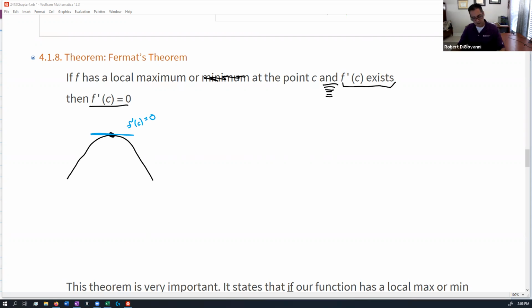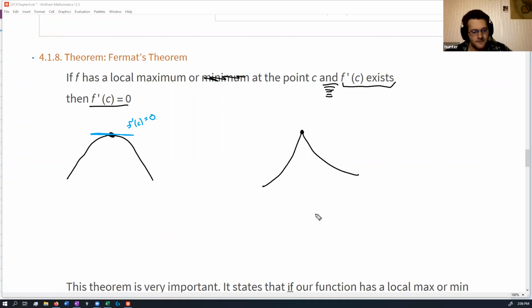What if I give you this? Is this point a local maximum? Is that point right there a local max? Is it the highest point in that little neighborhood? Yeah, it's the highest point. Now, does this theorem apply? Well, does this function have a local maximum right there? It does. It says if you have a local maximum, which we do, at some point, and the derivative exists.